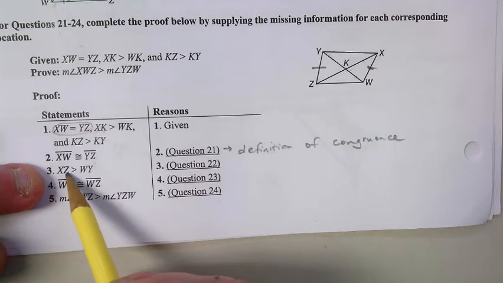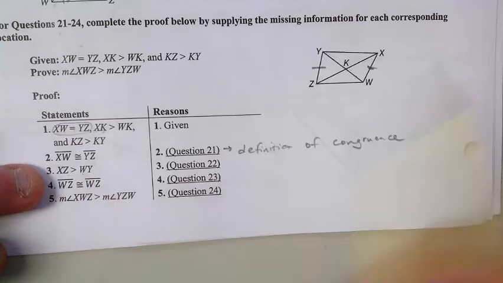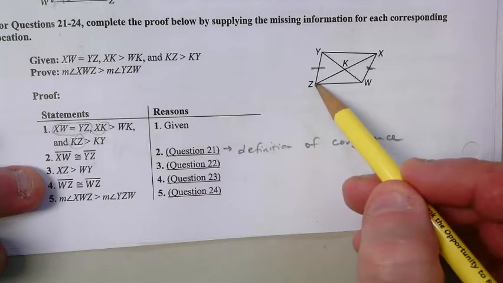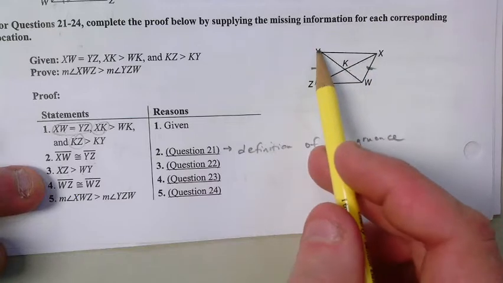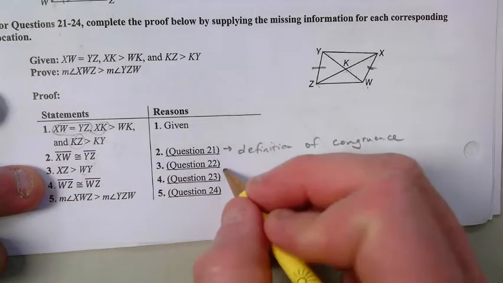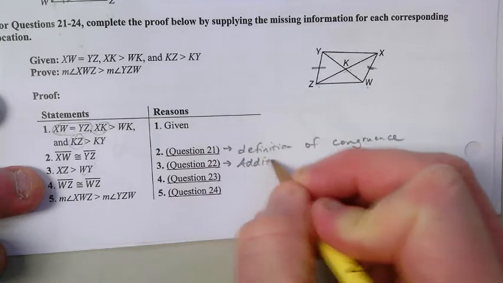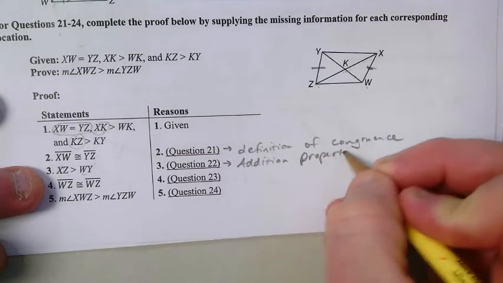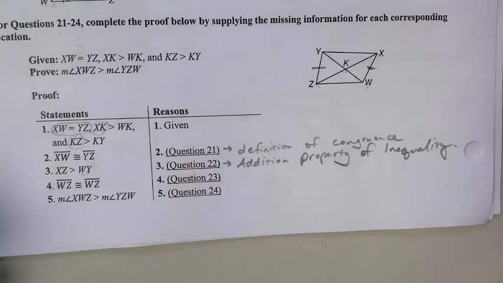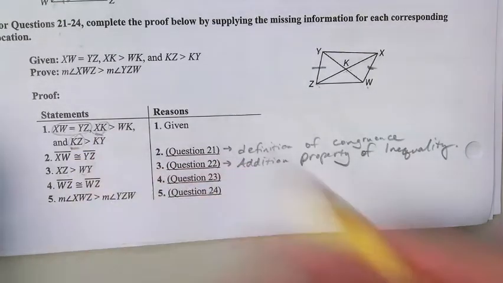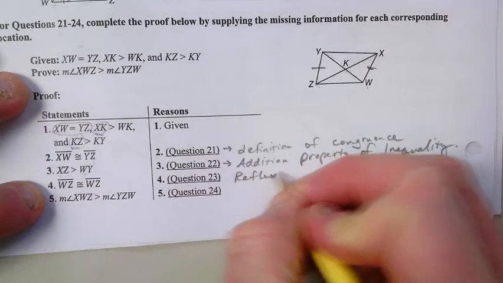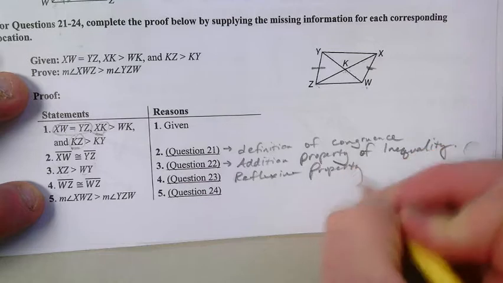It says XZ is larger than WY. So what they did here, they took these two segments that were both bigger, XK and KZ, added them together to make XZ. And they took the smaller segments, YK and KW, added them together to get WY. And yes, this is going to be true. And this is called the addition property of inequality. What that means is that when two things are already greater, when you add them together, they're still going to be greater. Okay? The next one is the reflexive property. Hopefully you recognize that one, remember that one.